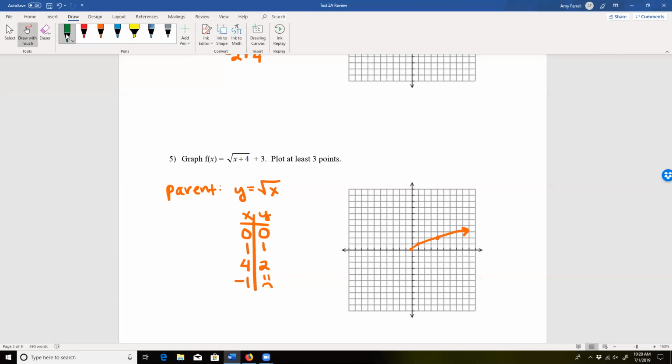So this isn't our final answer. This is the parent. We are going to want to shift this. So the +4 inside the grouping symbol means left. That's the weird one, counterintuitive. So left 4, and then out here it tells us up or down. It is intuitive. That means up 3. So we're going to go left 4, 1, 2, 3, 4, up 3, 1, 2, 3. So every point is going to move left 4, up 3. All right, so this is f of x here. So the orange is my parent, the green is my answer.